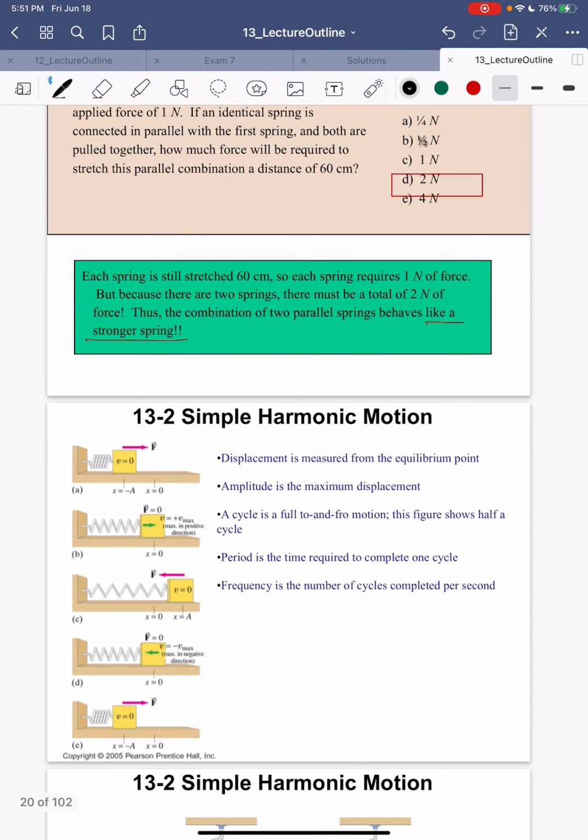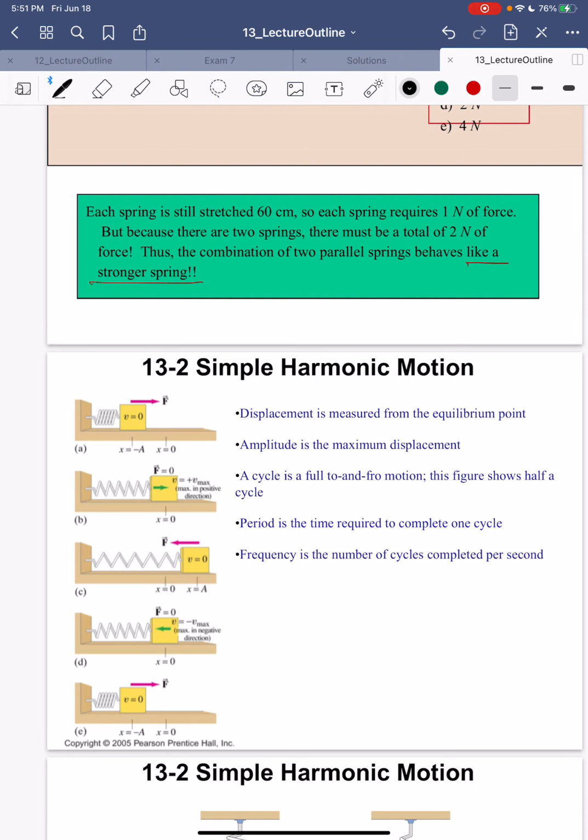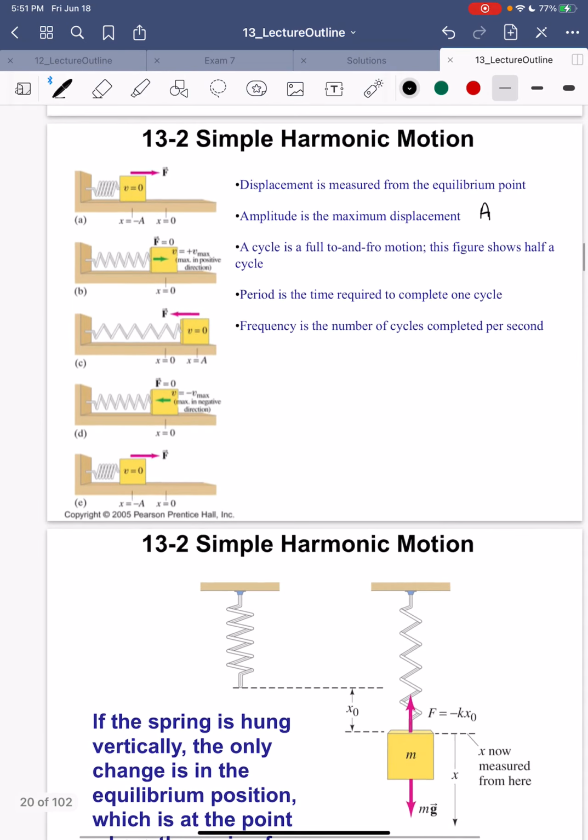Always the displacement in simple harmonic motion is measured from the equilibrium point. Equilibrium point is when x equals 0. The amplitude is the maximum displacement, and we will use A for it. A cycle is a full to-and-fro motion. This figure shows half a cycle. Period is the time required to complete one cycle, and the frequency is the number of cycles per unit time or per second.